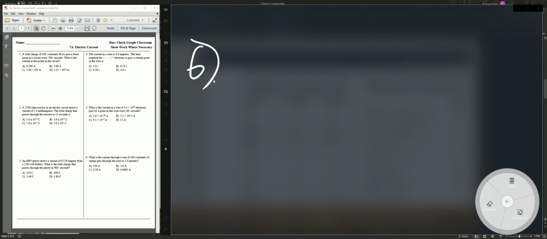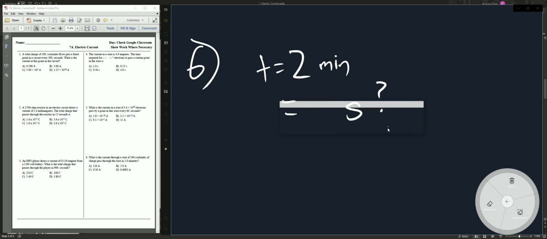Number 6, you just have to convert the time into seconds. Because if you're given a time of 2 minutes, what's that in seconds? And so that's actually it. That's fine.